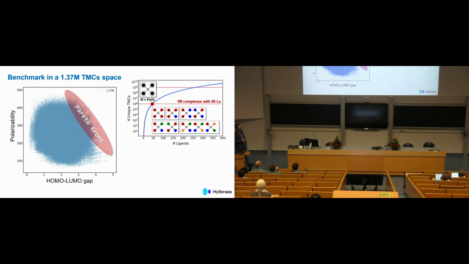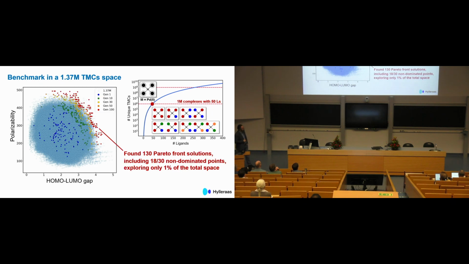You can define a Pareto front here. And so here's what our algorithm did, this genetic algorithm for multi-objective optimization. So starting from this initial random population in blue, over generations 10, 30, 50, and 100, you can see how we consistently approach the Pareto front. So in the last elite generation, we have 130 Pareto front solutions. These include 18 of the 30 non-dominated points that define the Pareto front, and we achieve this after exploring only 1% of the total space. So these algorithms are very efficient.